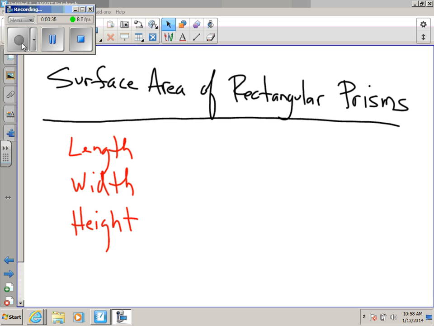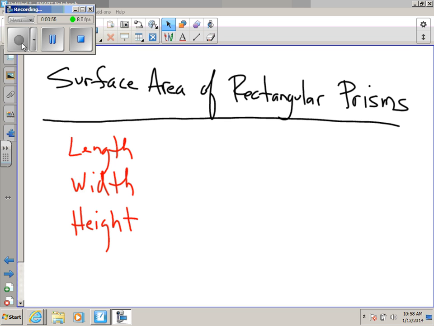Okay. I have a front. I would also have a back that measures the same as the front. I would have a top, which would measure the same as the bottom. And I would have one of the sides over here that would measure the same as the other side.